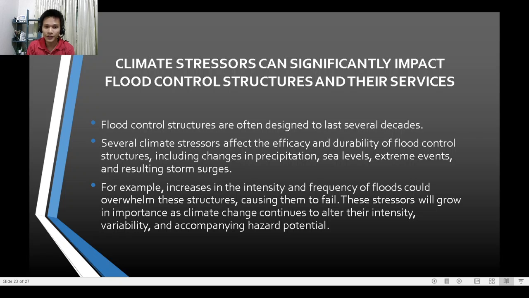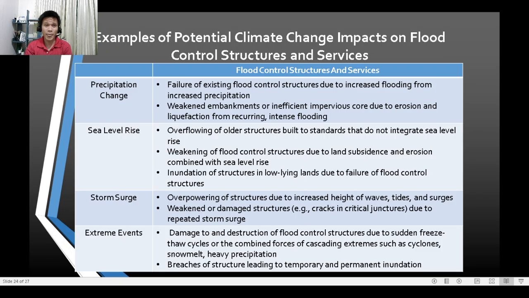So for example, increase in the intensity and frequency of floods could overwhelm these structures, causing them to fail. These stressors will grow in importance as climate change continues to alter their intensity, variability, and accompanying hazard potential. So muna siya examples of potential climate change impacts of flood control structures and services. So precipitation change. So muna siya tong naka-change ang ulan, naka-change ang water level, naka-change ang kadagan sa ulan dahil. So falling na siya, falling water.